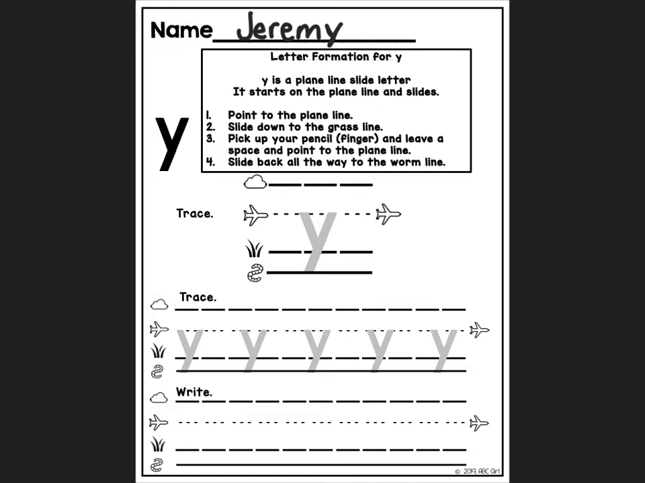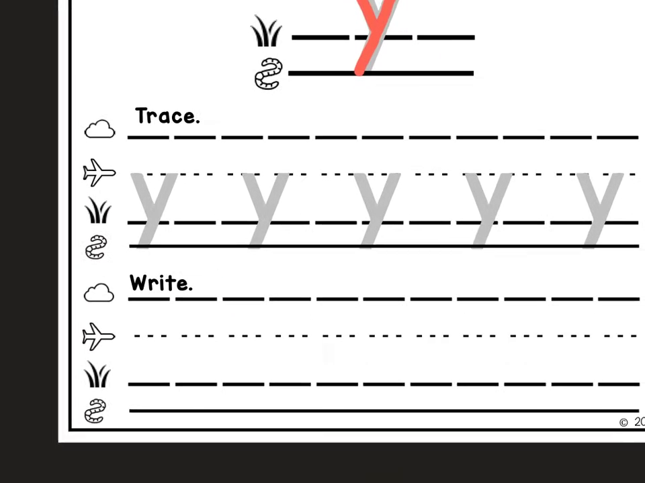Y is a plain line slide letter. It starts on the plain line and slides. So, let's first point to the plain line, slide down to the grass line. You pick up your pencil from there and point over here to the plain line again. And this time you slide down through the grass line down to the worm line. Just like that. Okay, let's practice this over here.